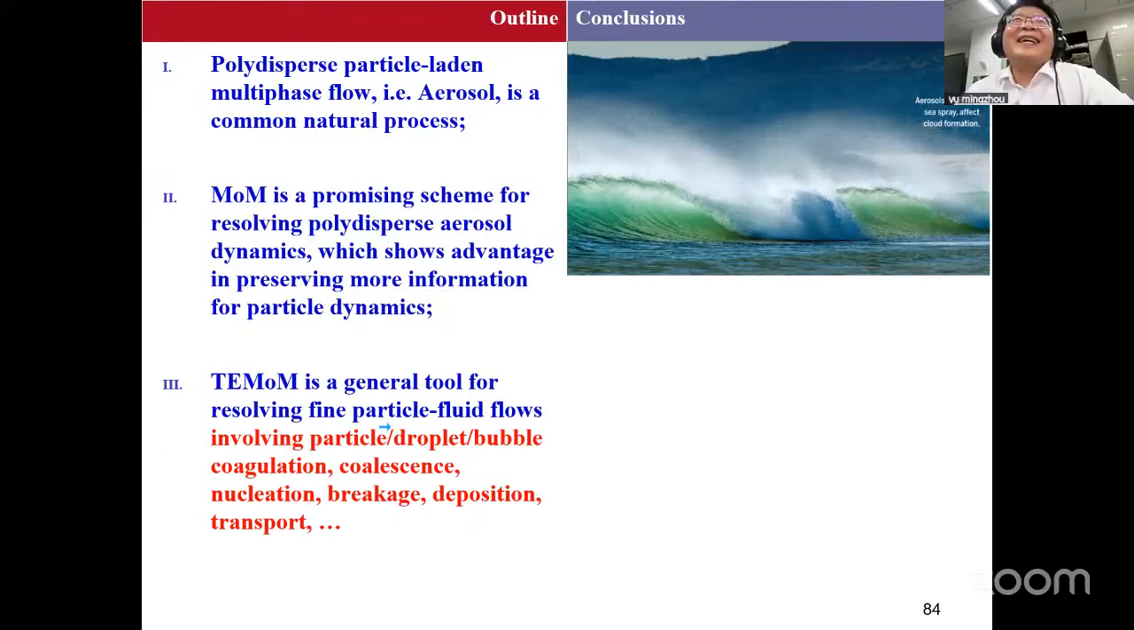This is the conclusion. I think TEMOM is a general tool for resolving fine particle fluid problems involving particle, droplet, bubble calculation, catalysis, nucleation, coagulation, deposition, and I think this method may be used for different processes, just like atmospheric processes and chemical engineering processes.